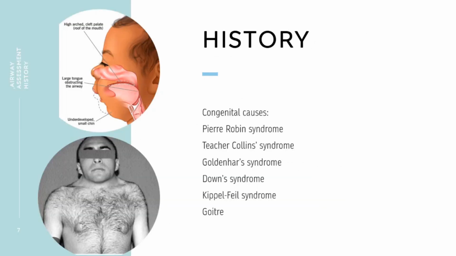History-wise, there are congenital causes: Pierre-Robin syndrome, Treacher-Collins syndrome, Goldenhar syndrome, Down syndrome, Klippel-Feil syndrome, goiter. I have shared 2 images. The first one is Pierre-Robin syndrome. In that, the main significant part is the retrognathia. The lower jaw is very small. Because of that, the tongue appears very large, and the axis alignment for laryngoscopy and intubation becomes difficult. So it's a difficult intubation.